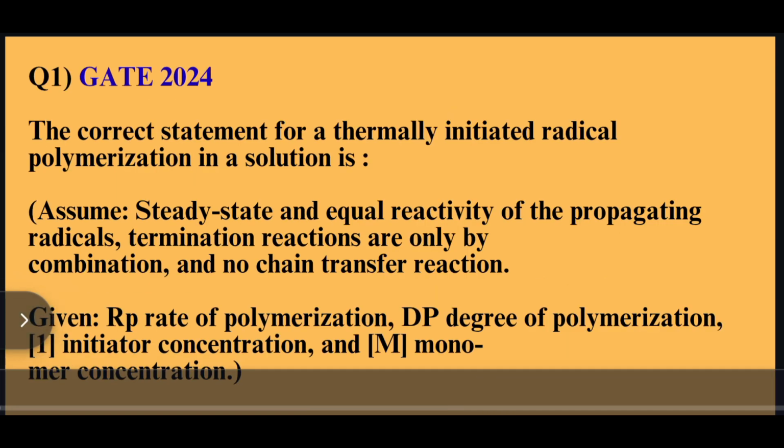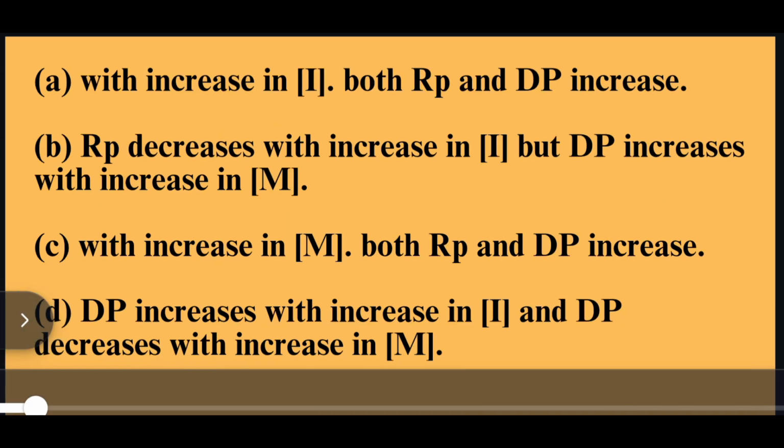Question 1. This was asked in GATE 2024. The correct statement for a thermally initiated radical polymerization in a solution is: assume steady state and equal reactivity of the propagating radicals. Termination reactions are only by combination and no chain transfer reaction. Given Rp is the rate of polymerization, dP is the degree of polymerization, I is the initiator concentration, and M is the monomer concentration. Now we'll see the options.